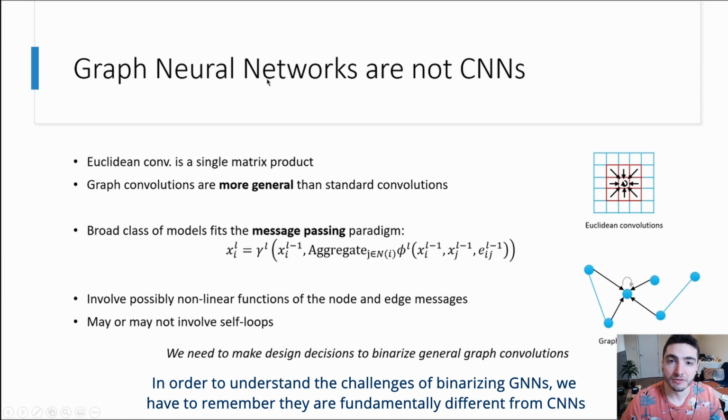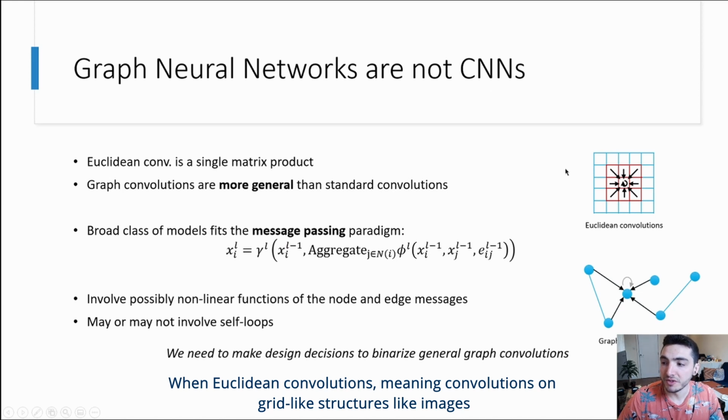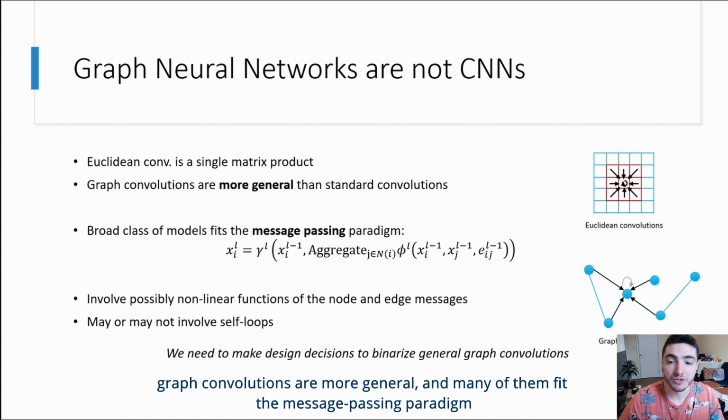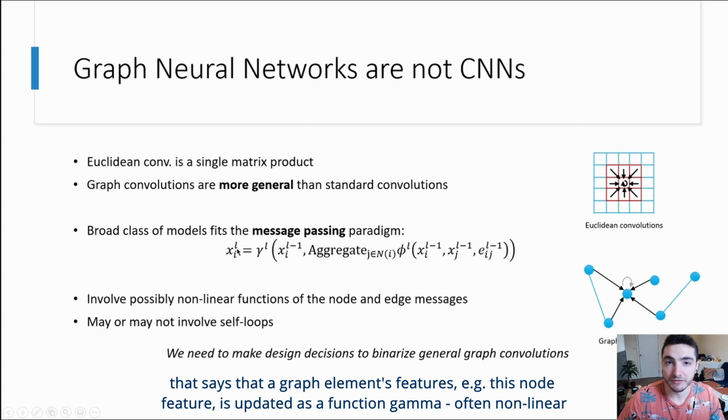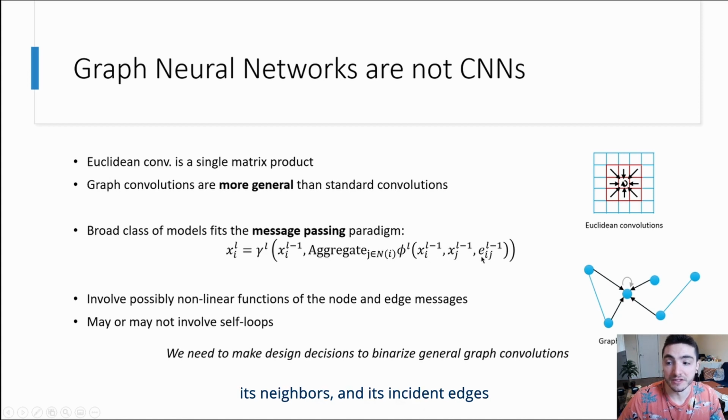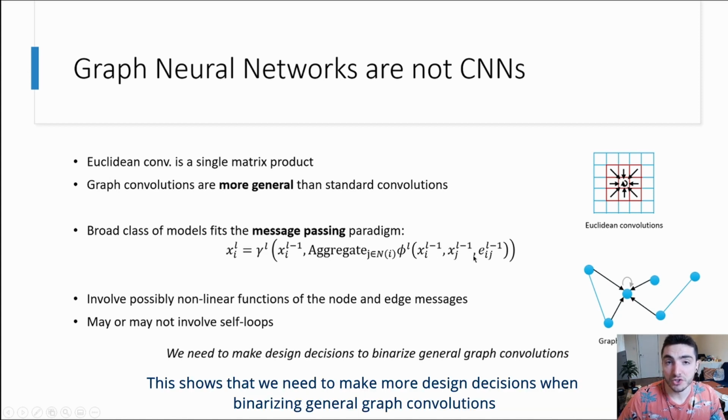In order to understand the challenges of binarizing GNNs, we have to remember they are fundamentally different from CNNs. When Euclidean convolutions, meaning convolutions on grid-like structures like images, boil down to a single matrix product, graph convolutions are more general, and many of them fit the message passing paradigm that says that a graph element's features, like this node feature here, is updated as a function gamma, which is often nonlinear, of the previous feature map, as well as aggregated messages phi, of the features that depend on the features from the node itself, its neighbors, and the incident edges.